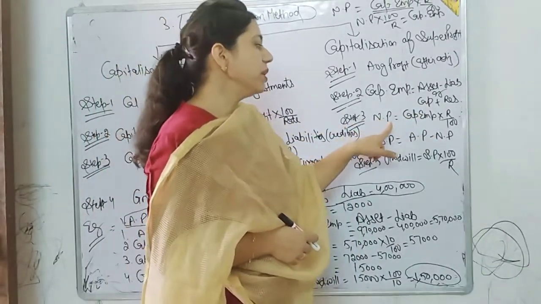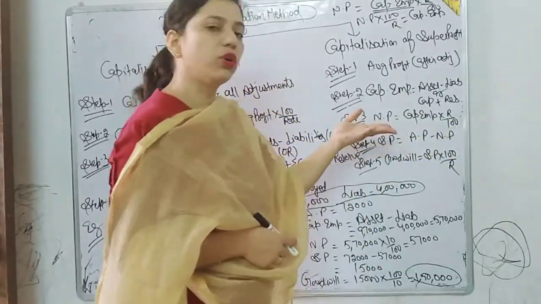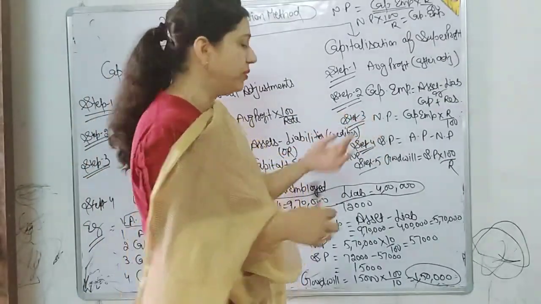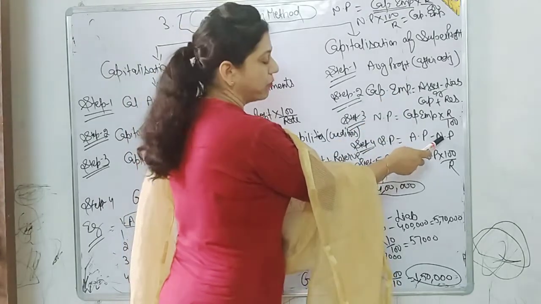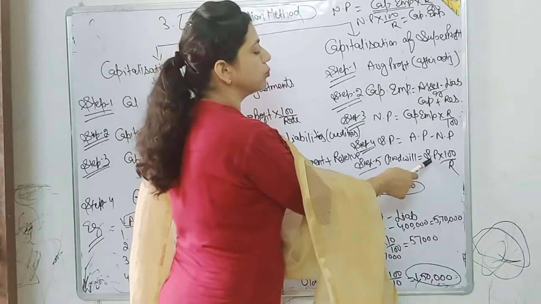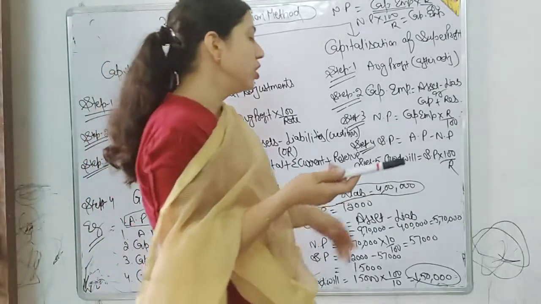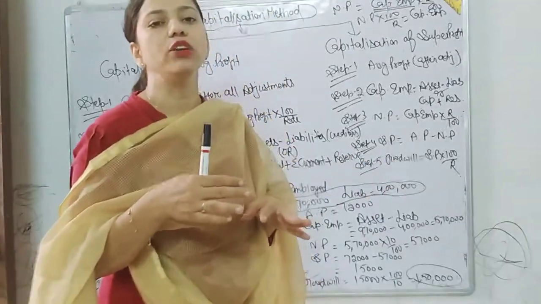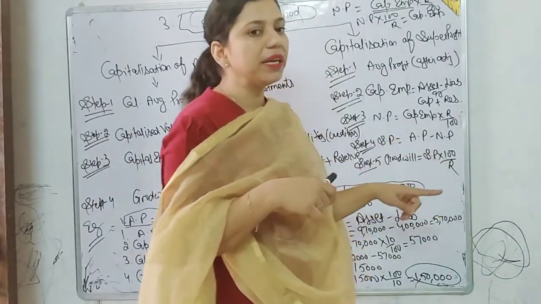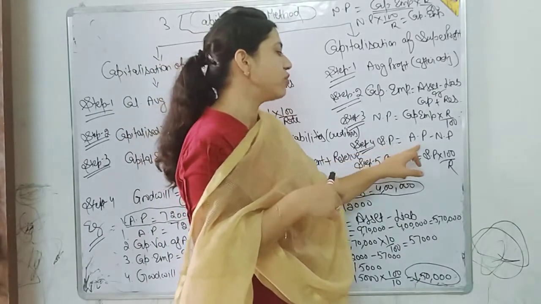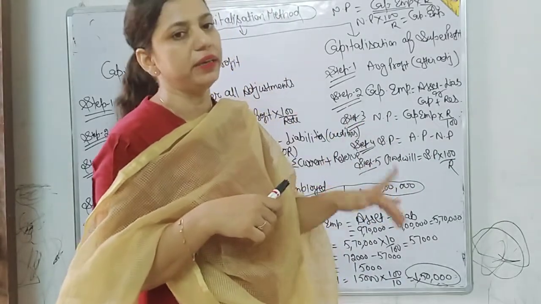Step 3, normal profit is equal to capital employed multiply rate by 100. As we know, in super profit we have to calculate normal profit. And step 4, super profit is equal to average profit minus normal profit. And last step, goodwill is equal to super profit into 100 by rate, because it is the capitalization method. So we have to calculate the capitalized value of super profit, that is equal to super profit into 100 by rate. Keep in mind, in super profit we have already deducted average minus normal. So again there is no need of any deduction.